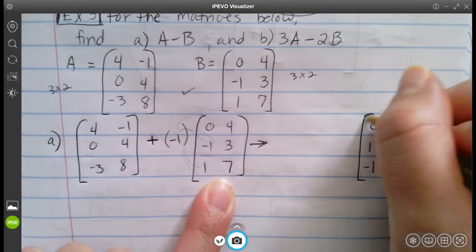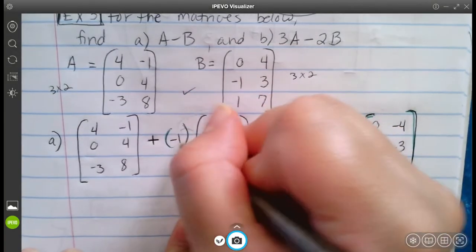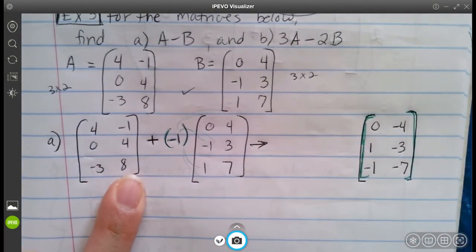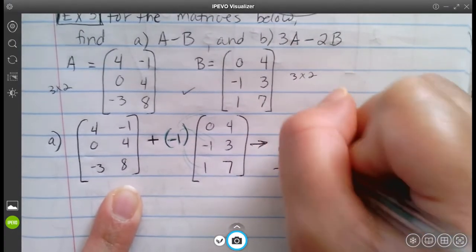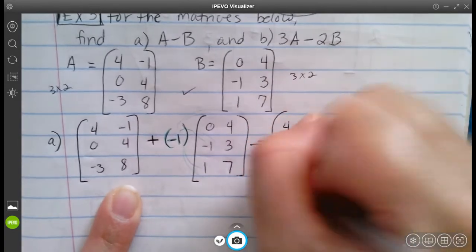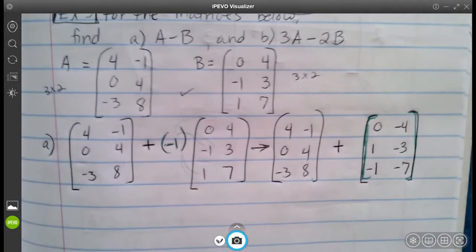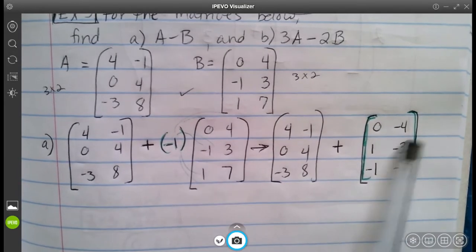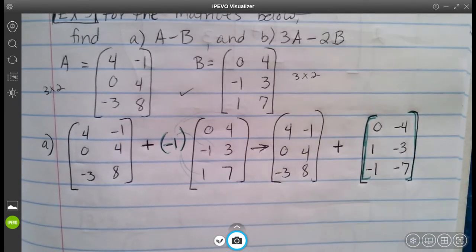So this is the same as what I just did here. And I'm just going to copy this one over: 4, 0, -3, -1, 4, 8. I realize you can probably do this a little bit faster, but that's okay. This is just notes. We're going step by step. So basically all of my numbers in here just became the opposite sign. Now from here we can go ahead and add these up.